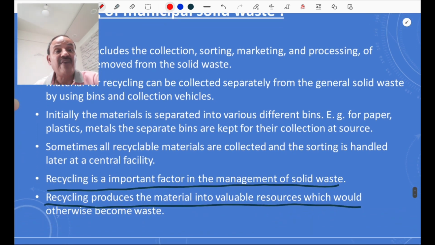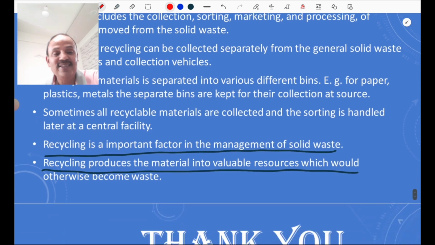Recycling is an important factor in the management of solid waste. This is very important, and recycling turns the material into valuable resources which would otherwise become waste. So from that waste we are recovering some of the best materials.